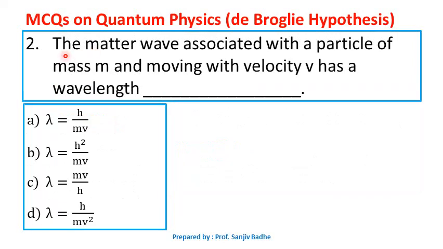Next question. The matter wave associated with a particle of mass m and moving with velocity v has a wavelength. 4 options are given again. Lambda is equal to h upon mv, lambda is equal to h square upon mv, lambda is equal to mv upon h, and lambda is equal to h upon mv square.